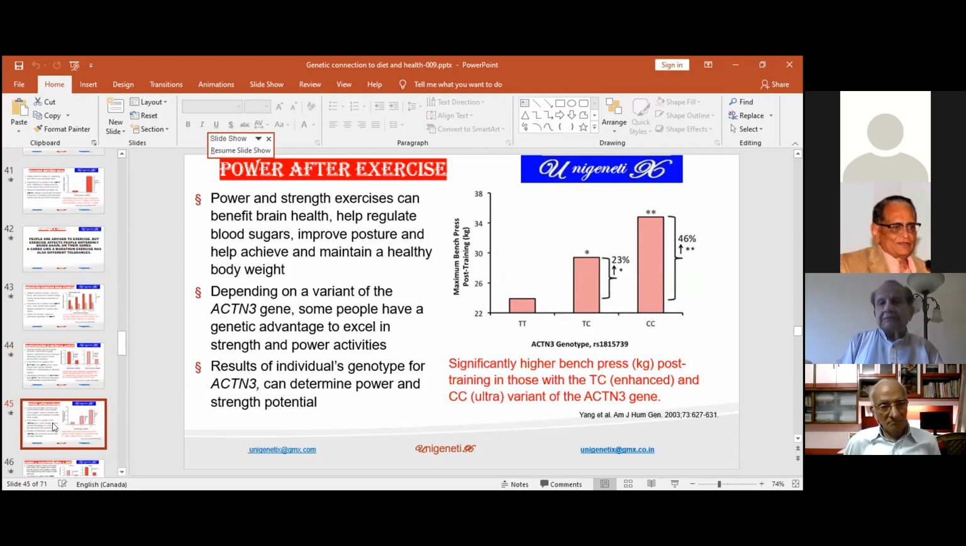Power after exercise. I became a wrestler. By doing exercise I became a wrestler. I'm very strong. And some people don't even show their power, although they become very strong. That increase in muscle power, etc., is related to certain genes.